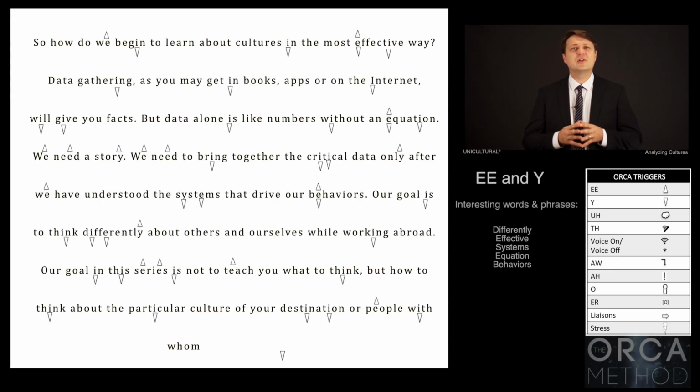So how do we begin to learn about cultures in the most effective way? Data gathering, as you may get in books, apps, or on the internet, will give you facts. But data alone is like numbers without an equation. We need a story. We need to bring together the critical data only after we've understood the systems that drive our behaviors. Our goal is to think differently about others and ourselves while working abroad. Our goal in this series is not to teach you what to think, but how to think about the particular culture of your destination or people with whom you are working.